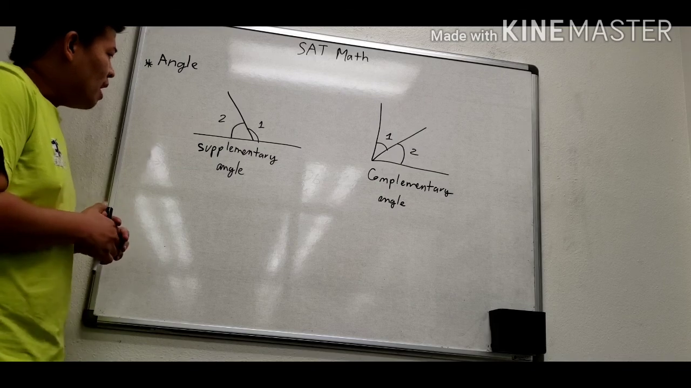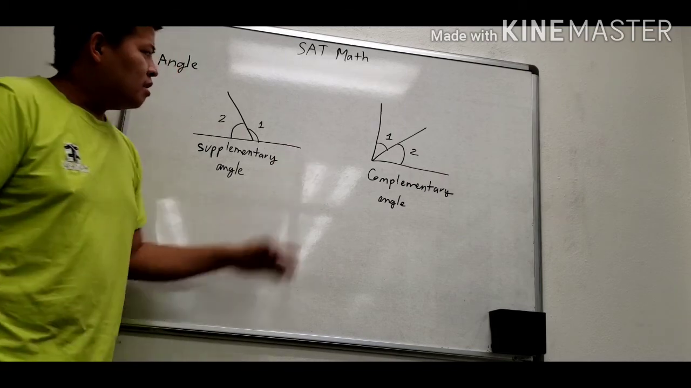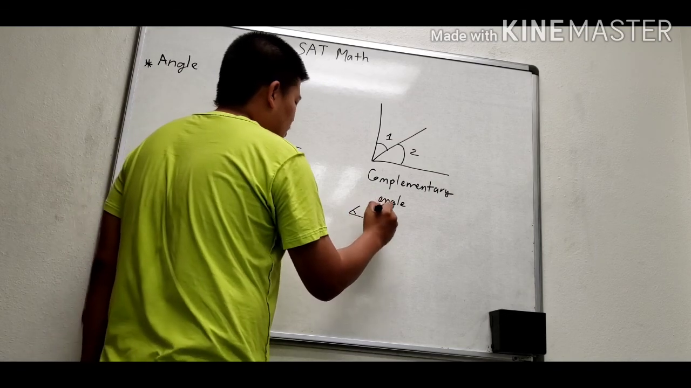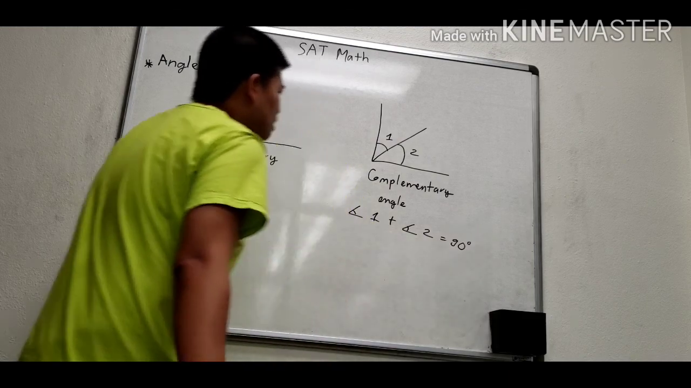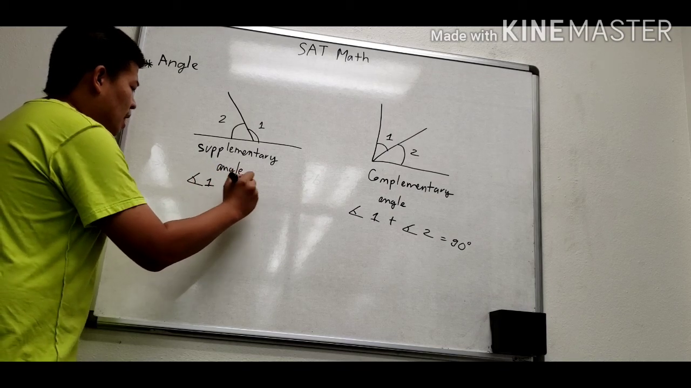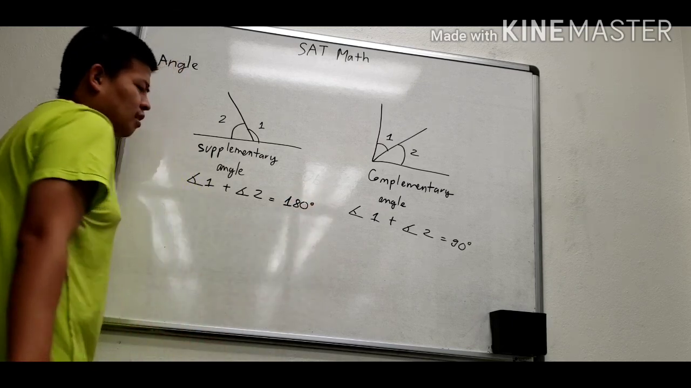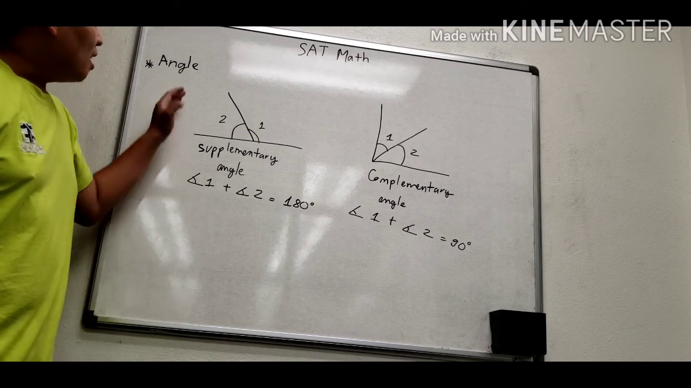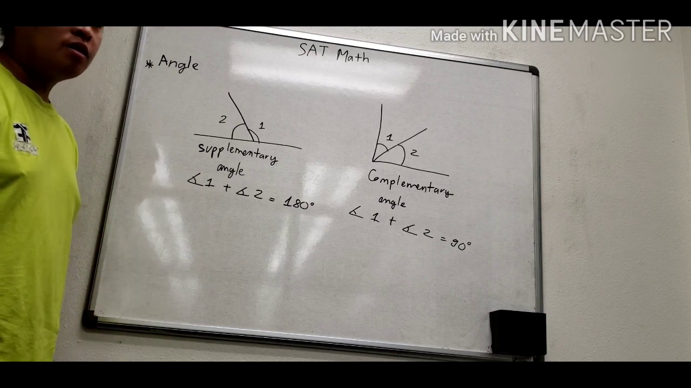The next one we'll talk about is supplementary angles and complementary angles. For complementary angles, two angles sum together and become 90 degrees. For supplementary angles, angle number 1 plus angle number 2 become 180 degrees. This is the basic of the sum of two angles, and on the SAT math, they will ask about supplementary and complementary angles.